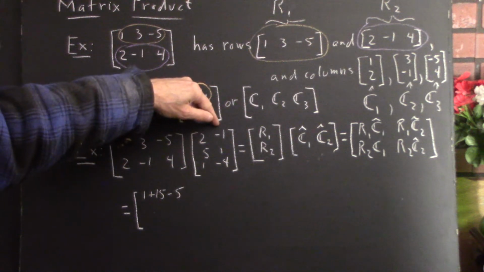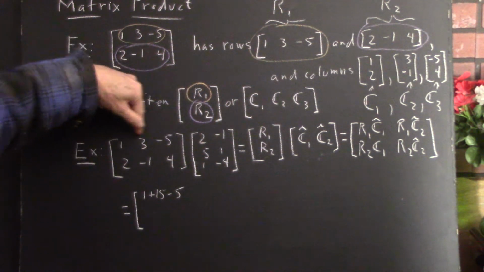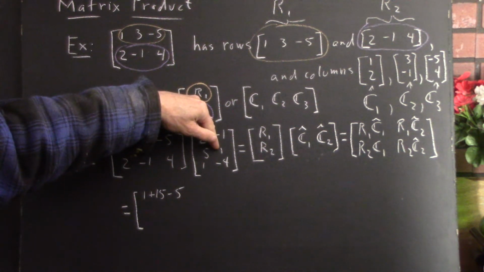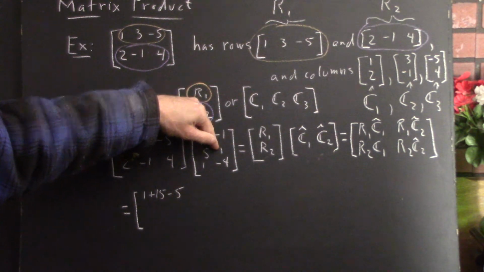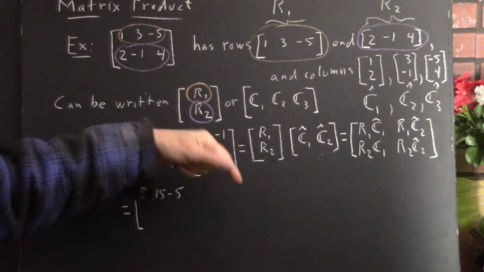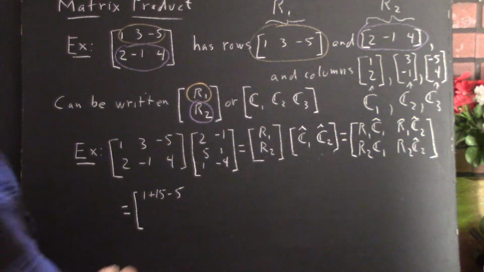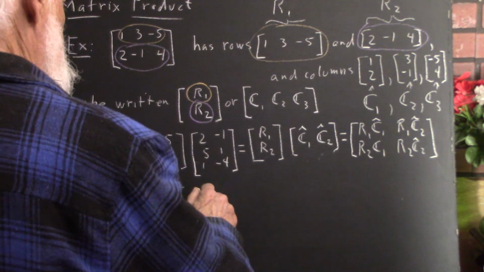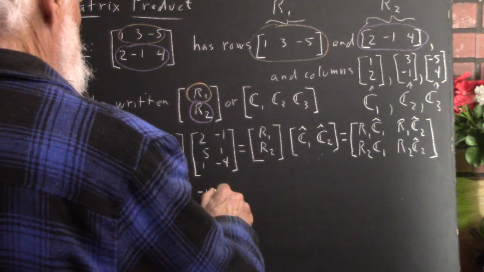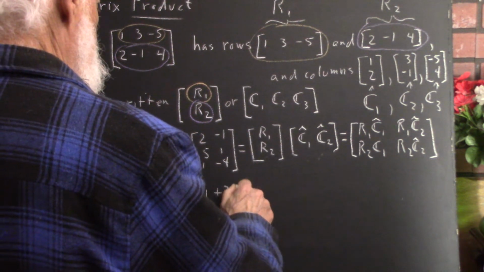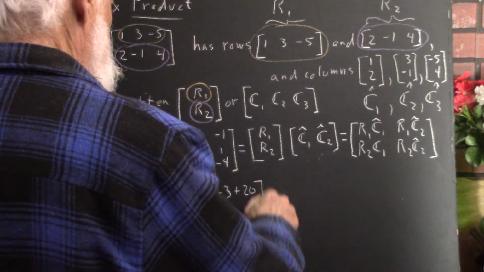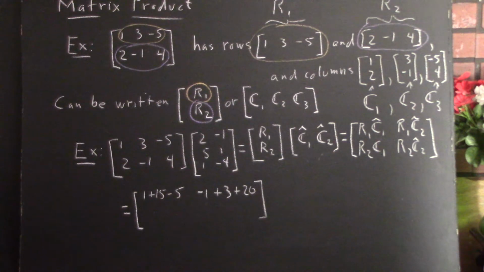And we're going to have 1 times negative 1, that's negative 1. 3 times 1, which is 3, add that to the negative 1, we have 2. And negative 5 times negative 4 is 20. So I believe we get negative 1 plus 3 plus 20. And that's going to add up to 22, just like this is going to add up to 12.